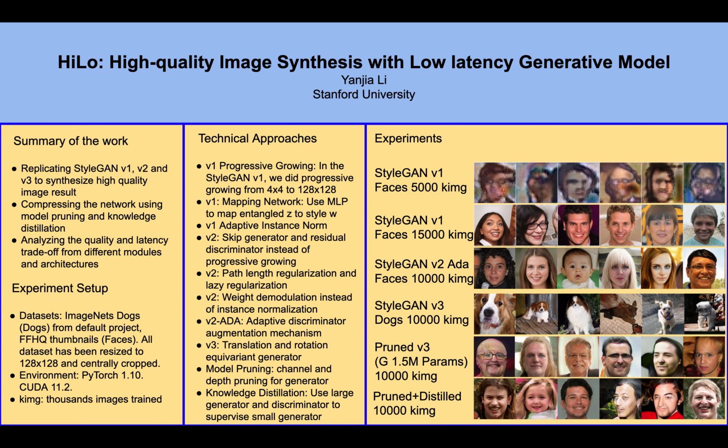In StyleGAN V3, there are a lot of changes, but mostly I borrowed the idea from the translation equivariant generator. So all the V3 experiments I did are using the StyleGAN V3 T variant. And on the right side, you can see the StyleGAN V3 result for dogs after 10,000 K images.